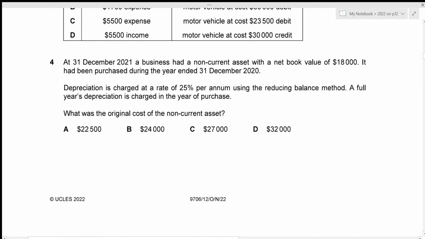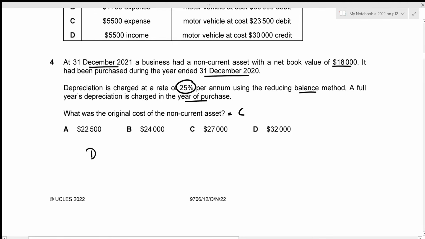At 31st December 2021, a business had a non-current asset with a net book value of 18,000. It had been purchased during the year ended 31st December 2020. Depreciation is charged at the rate of 25% per annum using the reducing balance method, and a full year's depreciation is charged in the year of purchase. Now we need to figure out the original cost of the non-current asset. Let us suppose that C represents the original cost.